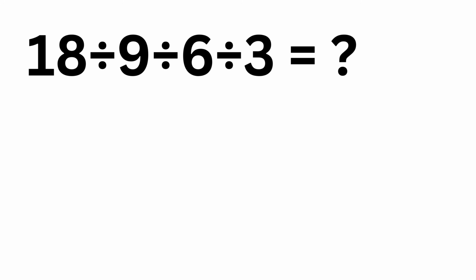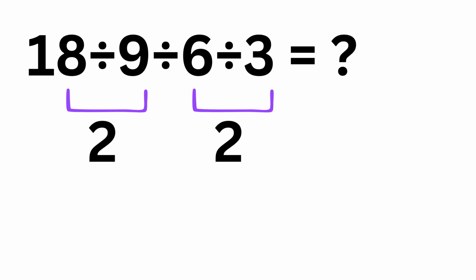18 divided by 9 divided by 6 divided by 3. Here, 18 divided by 9 gives us 2. And here we have 6 divided by 3, which is also 2. So 2 divided by 2 is just 1.